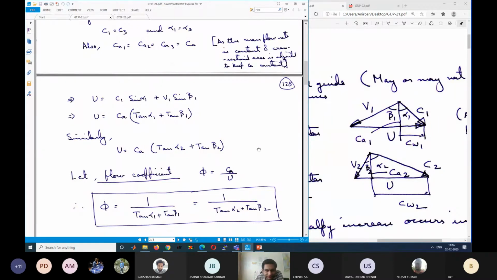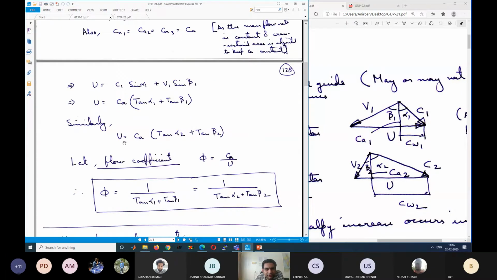They are known as flow angles because they are the absolute flow angles. Based on this, we have derived an equation where u is equal to Ca times tan alpha 2 plus tan beta 2, which is also equal to Ca times tan alpha 1 plus tan beta 1, just by geometric calculation. Okay, and we have defined a coefficient called flow coefficient phi in terms of design parameters, and we can write phi in terms of angles. So again, you don't have to remember these derivations. You just need to remember what is flow coefficient and how to draw the velocity triangle. After that, everything you can just calculate based on the velocity triangle.